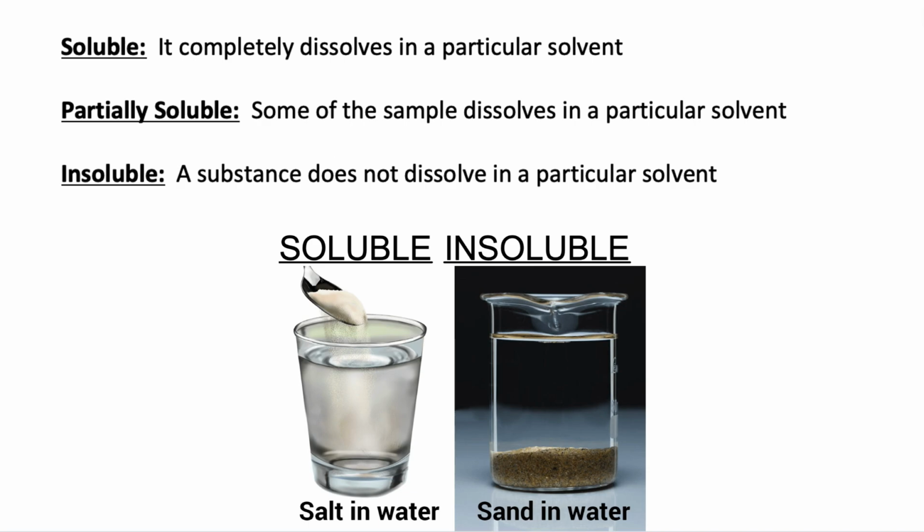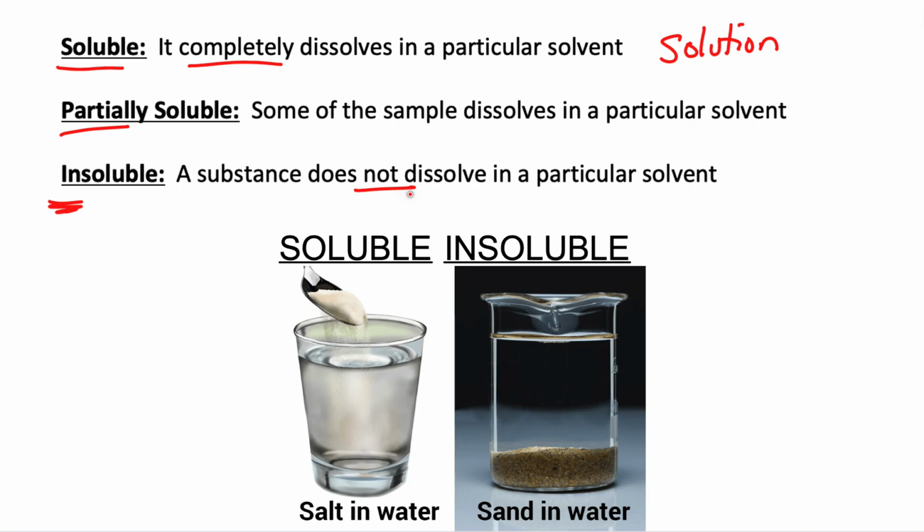So if you look at this screen here, we're talking about degrees of solubility. If something is soluble, period, it means it completely dissolves in a particular solvent. And we often call this a solution. Now, if it's partially soluble, that means some of it dissolves, but not all of it. So a little bit of it dissolves. And if it's insoluble, that means it does not dissolve.